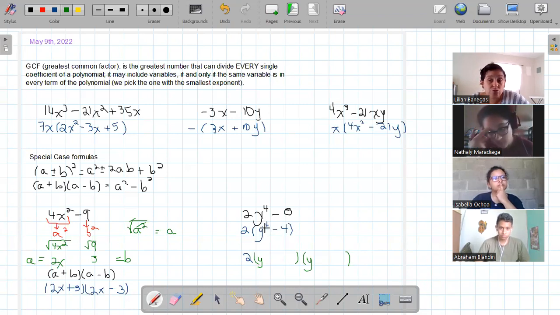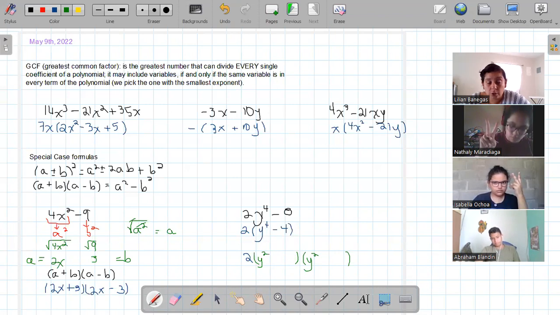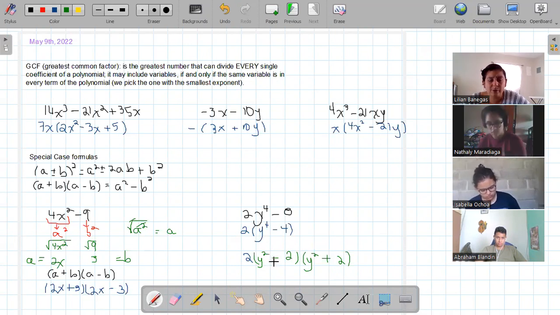4 divided by 2, 2. So I'm going to copy that as an exponent. So y squared and y squared. And now I'm going to find the square root of 4. What is the square root of 4? 2. So I copy the 2 in both parentheses. And one parenthesis is positive and the other one is negative. It doesn't matter wherever you place it. You could have placed this positive and this negative. And that is the final solution.